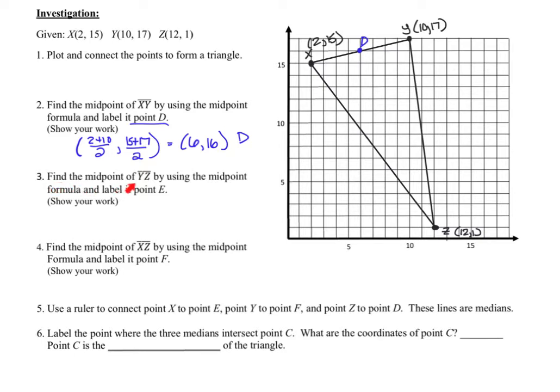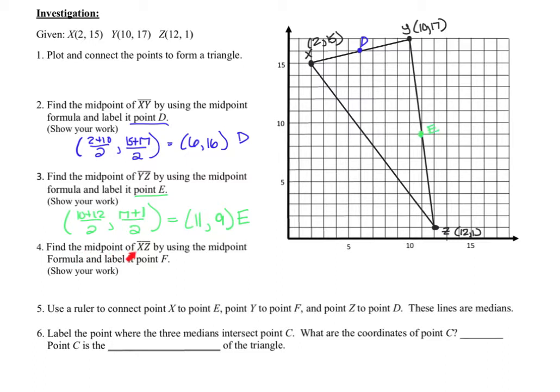Next, we're going to find the midpoint of YZ using the midpoint formula. So YZ would be here to here. We're going to be using 10, 17, and 12, 1. If I average my x values, I'm going to be adding 10 plus 12 divided by 2. And the y values would be 17 plus 1 divided by 2. 10 plus 12 is 22. 22 divided by 2 is 11. 17 plus 1 is 18. 18 divided by 2 is 9. We're going to label this point E. So we'll go to 11, and then we'll go to 9, and that's right here, and plot our point.